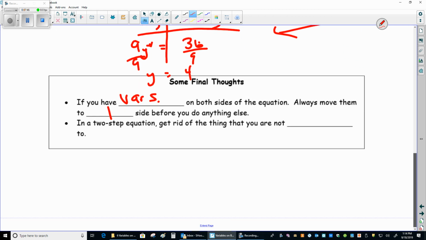In a two-step equation, get rid of the thing that you are not attached to. Remember my cute little story, I can't spell attached, from yesterday.